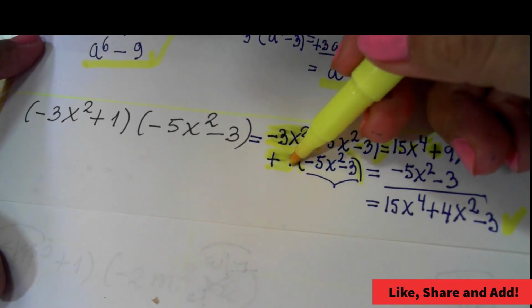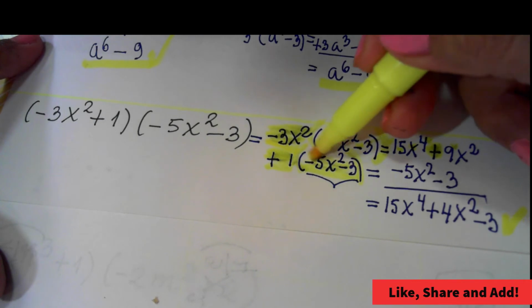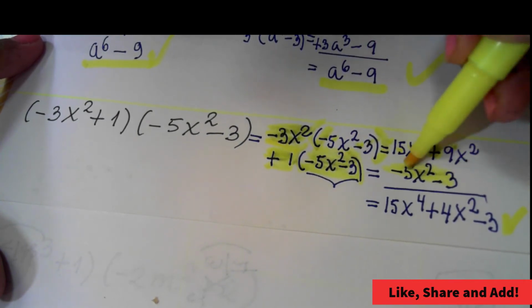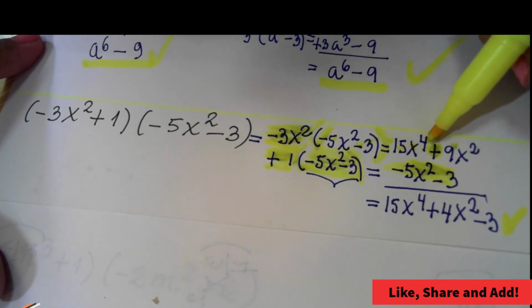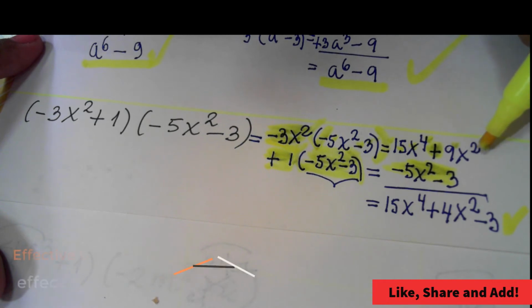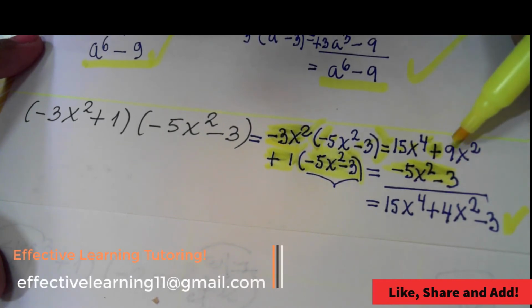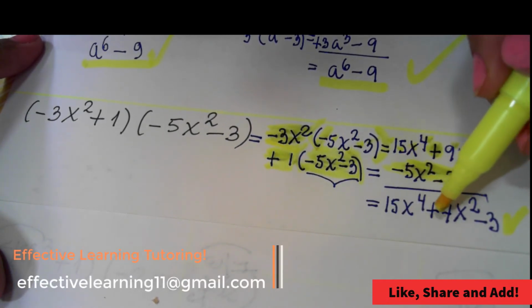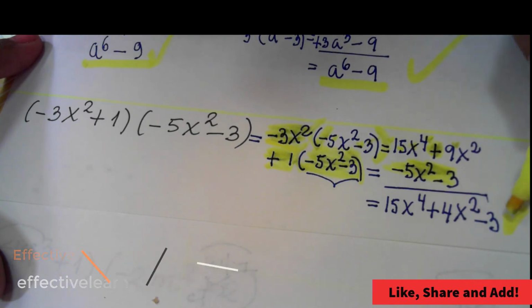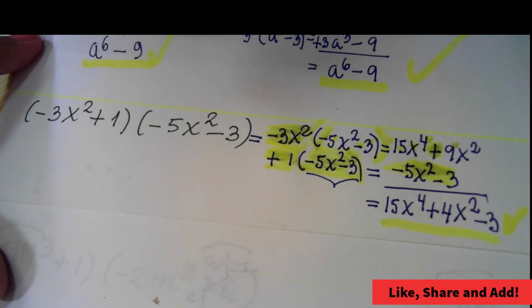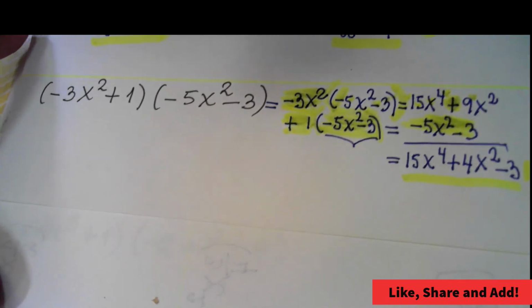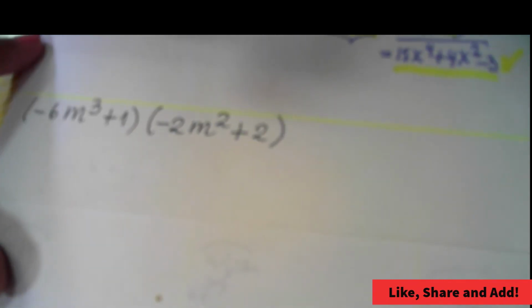And here, positive 1 times any expression, you have to copy the same. Here the same. 15x4 plus 9x squared, you just write 15x4. 9 minus 5 is positive 4x squared minus 3. This is the final answer, this trinomial. Finally, we have this situation.